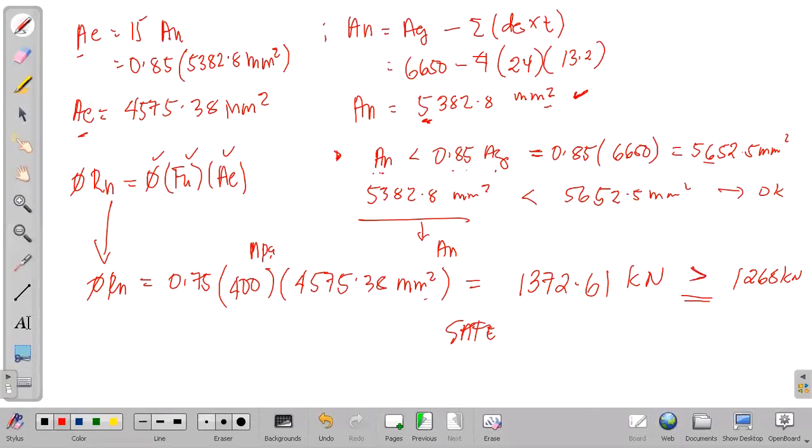Kasi mas malaki yung design tensile strength natin kaysa doon sa ultimate load natin, PU. Okay? So, safe yung section natin, if we consider yung rupture. Okay? So, if we consider yielding safe yung W12 by 35, if we consider rupture, safe din yung W12 by 35.